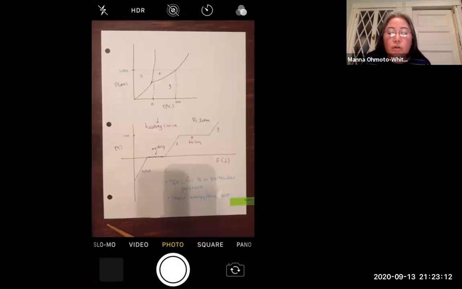So molecules are the same way. If they're going to be stuck together as solids, they're going to maximize their attractive forces and minimize their repulsive forces.